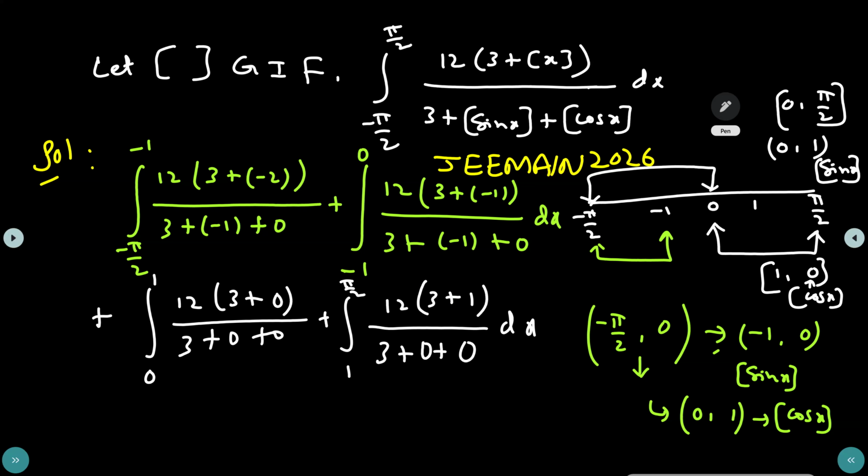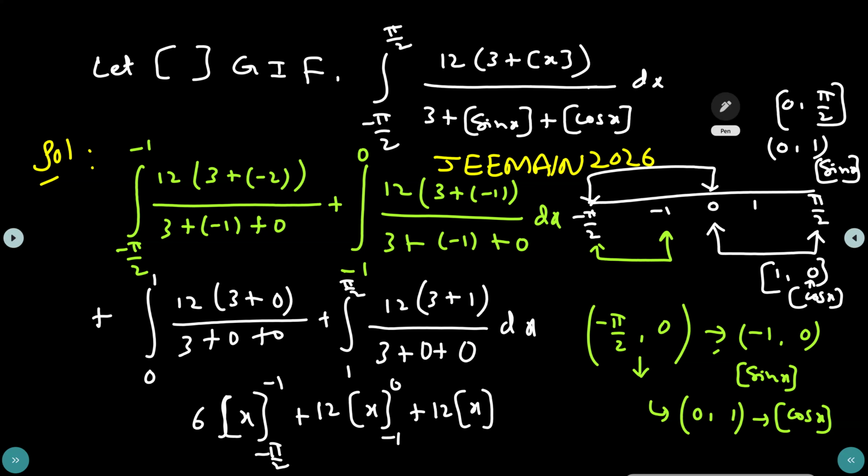Here, what is the value? 12 into 1 by 2, which is 6. 6 integral dx. Integral dx means x. What are the boundaries? Minus pi by 2 to minus 1. Plus, here what is the constant? 3 minus 1, 2. So, 2 and 2 get cancelled. 12 outside. Integral dx is x. Minus 1 to 0 here. And next here, 3 gets cancelled. 12 outside. Integral dx is x, boundary 0 to 1.